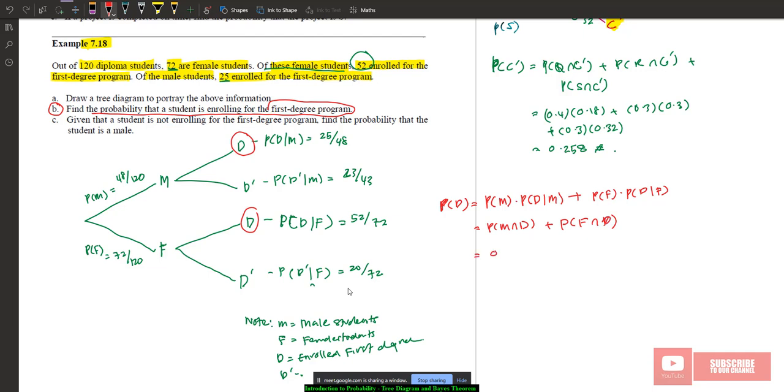So this one should be 48 over 120 multiply with 25 over 48 plus 72 over 120 multiply with 52 over 72. So this one should be equal to 0.642, right? So I hope you understand the concept of finding the denominator of the Bayes theorem.